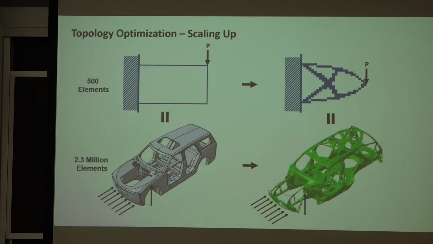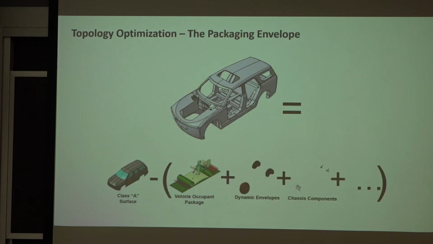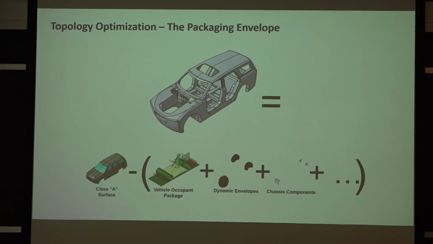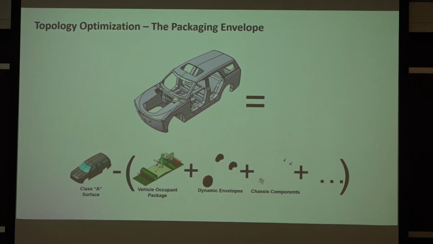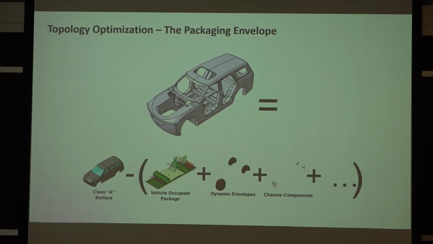And then this packaging volume, as we call it, is the total volume of places where you can put structure, legitimate places to put structure to make the structure as stiff as possible. You can't put a load path through somebody's head. You can't usually put a load path through the engine, right? So that's why this is very important. This is the domain of places where you can put structural members.